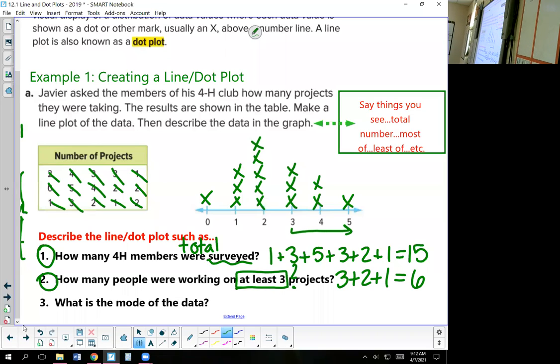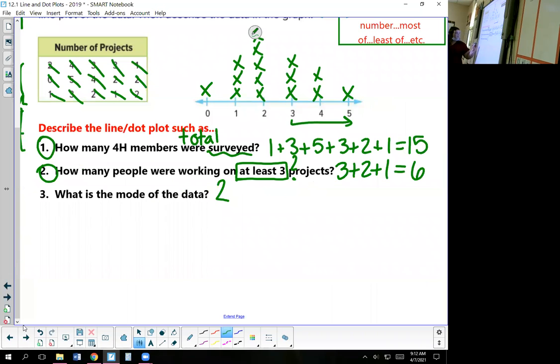Okay, what's the mode of the data? I could ask you that question. What's the mode? 2, correct. Because this is the number of projects that appears the most. I don't want 6, I want 2, because that's telling me this part here. That would also be replaced by what's the most common project? And then let me add one more. So you can just write mode 2.